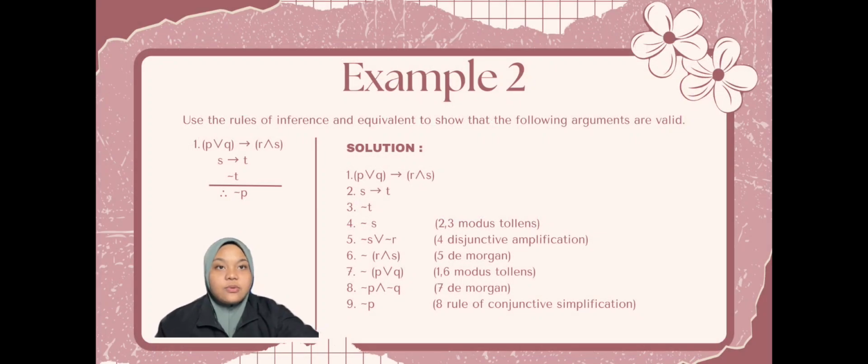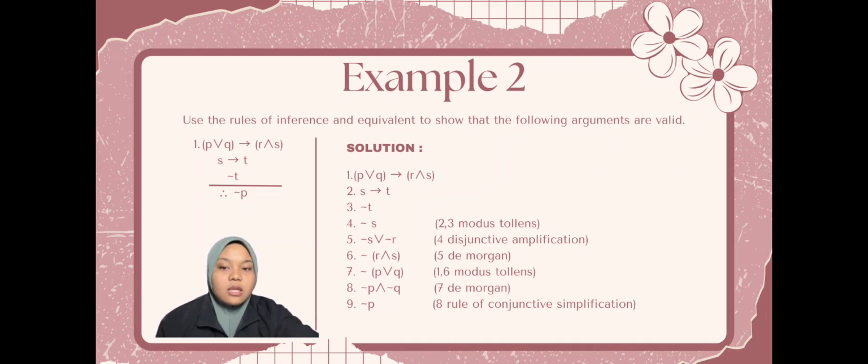For example 2, there are 2 questions that require us to use the rules of inference and equivalence to prove that the following arguments are valid. So for the first question, we have that if P or Q, then R and S for premise 1, and if S, then T for premise 2 and not T for premise 3. So we want to prove that from these 3 premises we can get not P.